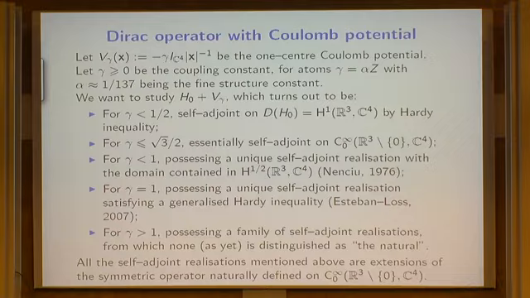Okay, all the self-adjoint realizations I have mentioned by now are just extensions of the symmetric operator which you get if you define the whole thing on C_0^infinity without the origin. The 0 stands for compact support. Yes, this 0 is for the compact support, and this 0 is the origin.